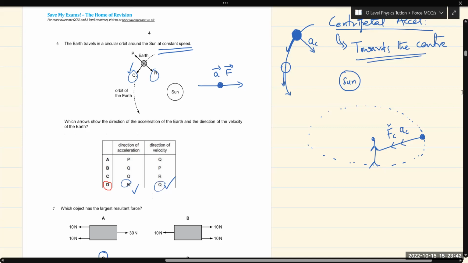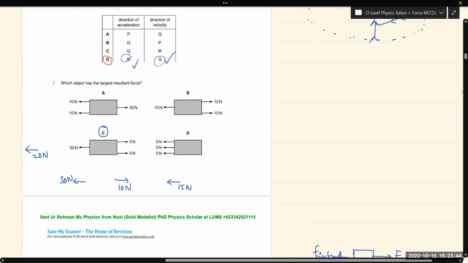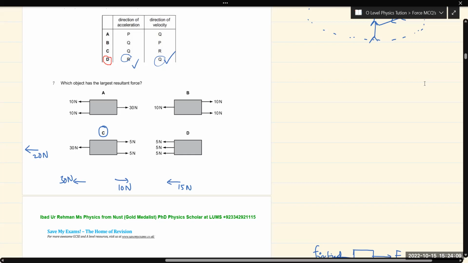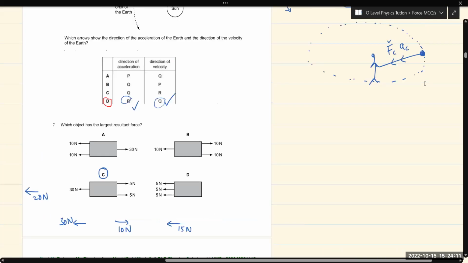ठीक है, सो question number 7, which object has the largest resultant force? तो इसमें से आप देखें कौन सा ऑब्जेक्ट जिसकी लार्जेस्ट एक्सेलरेशन है, तो लार्जेस्ट फोर्स है, which is obviously option C. When we have on right hand side a 10 Newton force and on the left hand side we have a 30 Newton force, so the difference is 20 Newton towards left side. ठीक है, तो जो largest resultant हमें मिल रहा है वो 20 Newton मिल रहा है.